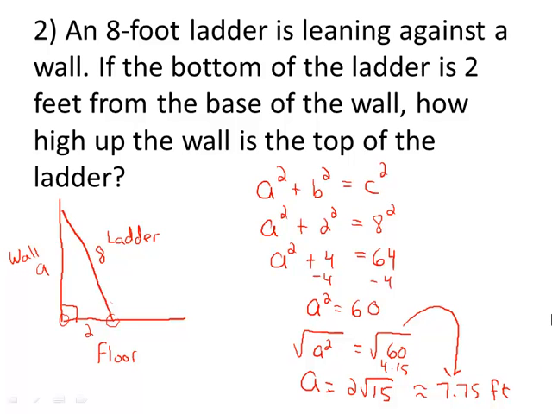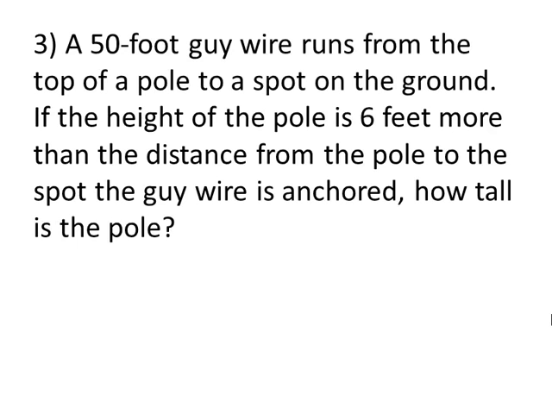All right, let's try one more problem. This one's got a little more to it. A 50-foot guy wire runs from the top of a pole to a spot on the ground. If the height of the pole is 6 feet more than the distance from the pole to the spot the guy wire is anchored, how tall is the pole?